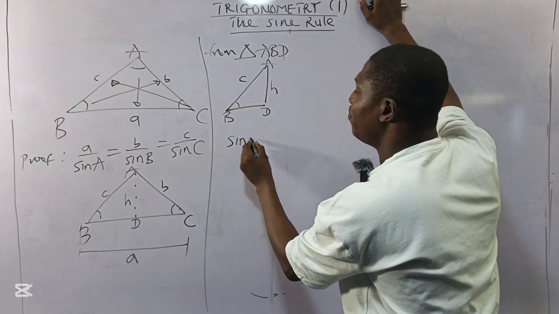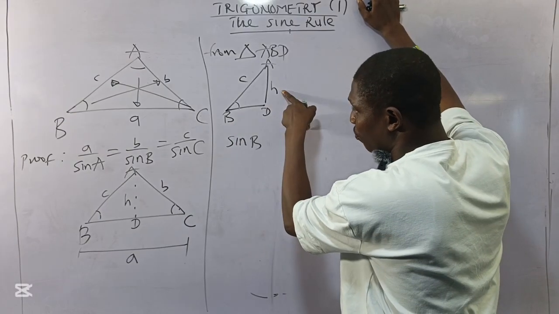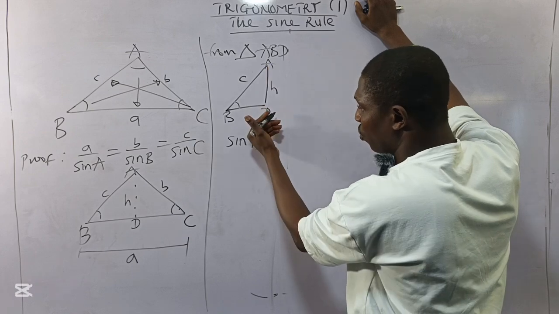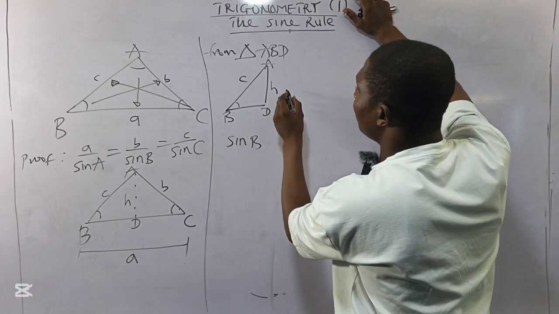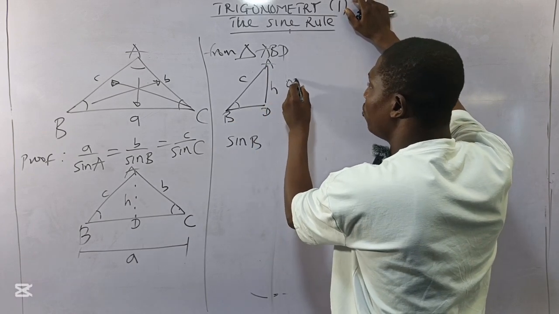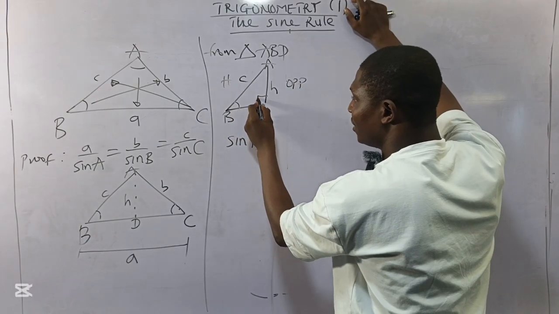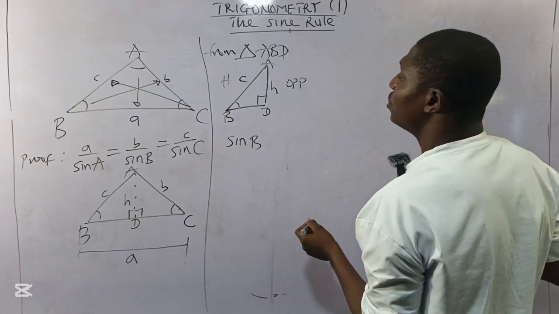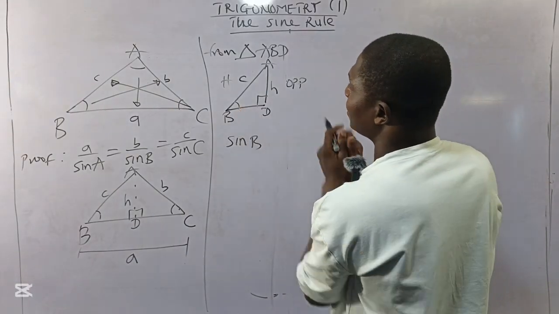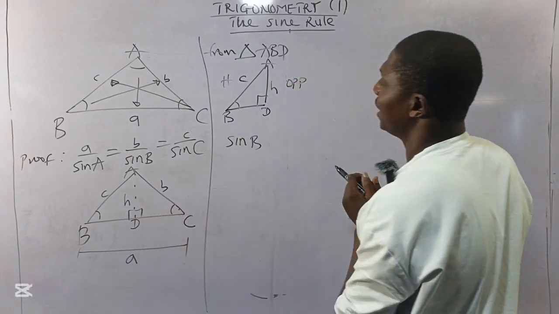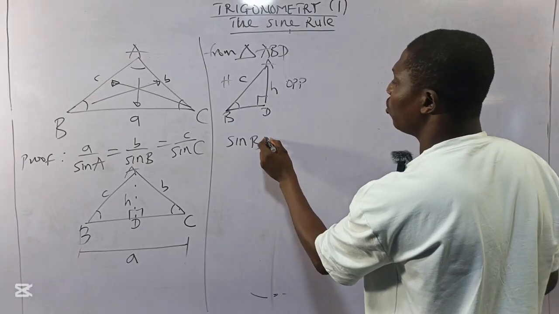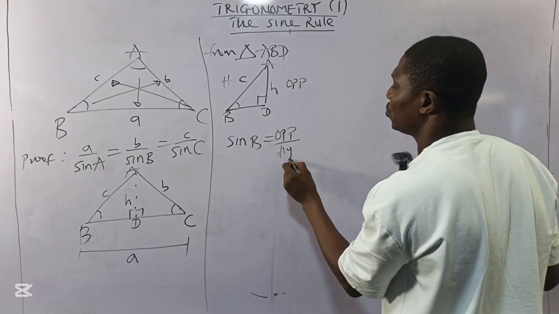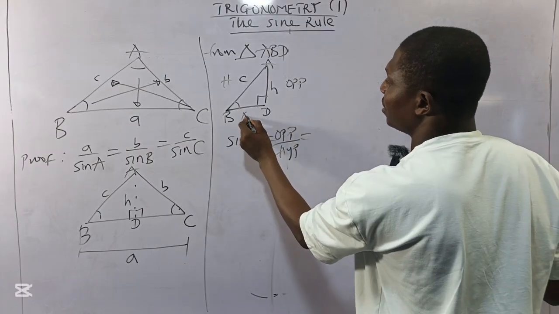Now sine B. For sine B, here must be my opposite, remember. This is my hypotenuse, this is a right angle. Since this is a perpendicular, this will give you a right angle on this side and a right angle on the other side. So sine B will be equal to opposite over hypotenuse. And this is my adjacent.